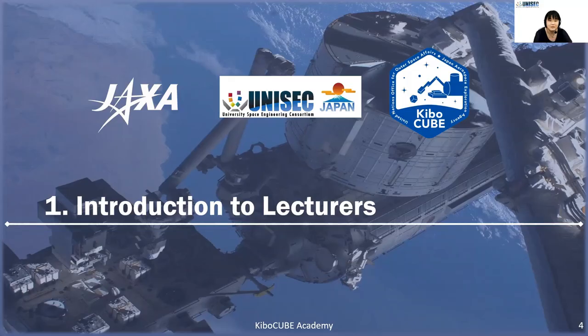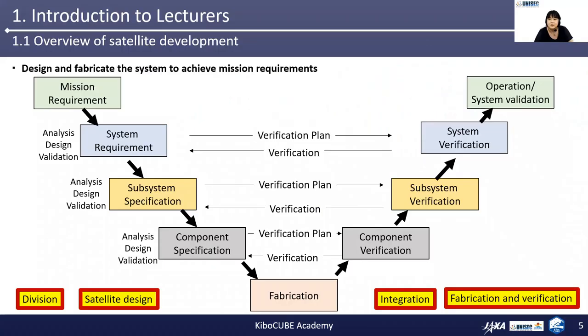First, an introduction. This figure shows the overview of the satellite development, the flow of the satellite design and fabrication. In this flow, the most important thing is clarifying the requirement and purpose of each phase. The satellite design starts with defining the mission requirement. In this phase, we have to identify stakeholders of the project, summarize their demand, and define the satellite project mission requirement.